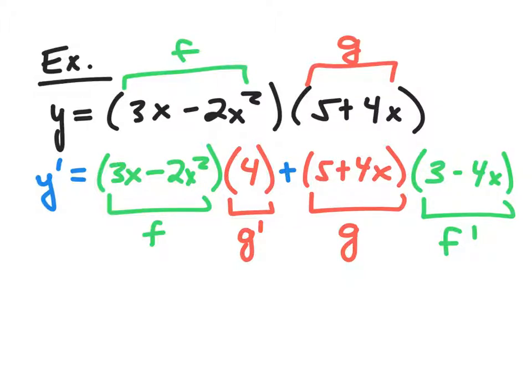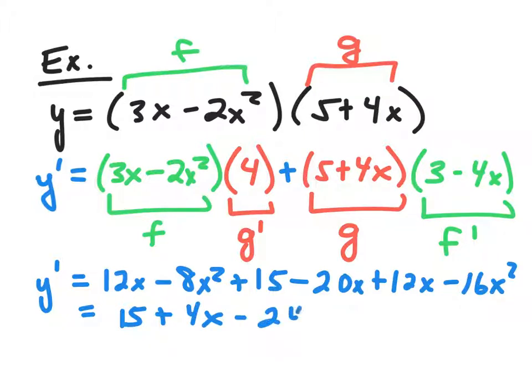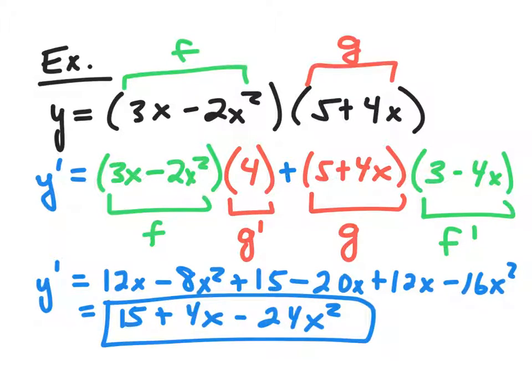Now, if I go through and actually simplify this thing, I will still have to distribute and still FOIL here. So now I'm given 12x minus 8x squared plus 15 minus 20x plus 12x minus 16x squared. If I combine like terms, that'll give me 15 plus 4x minus 24x squared, which is what we got in the first example when we first FOILed it and then used the power rule.